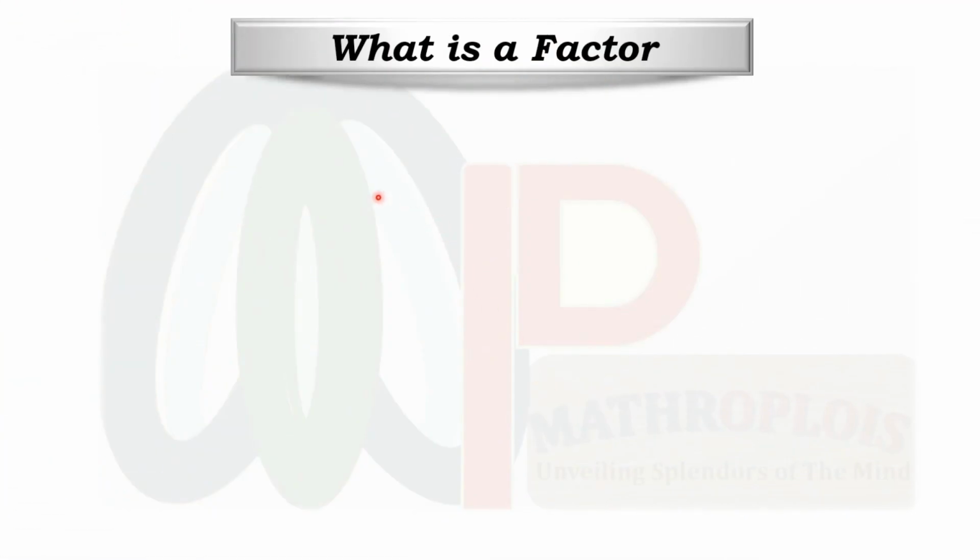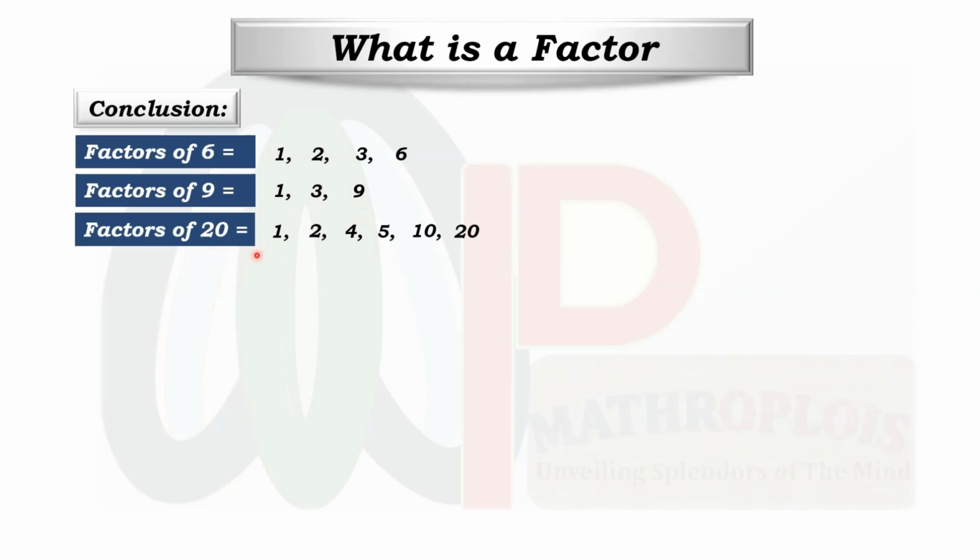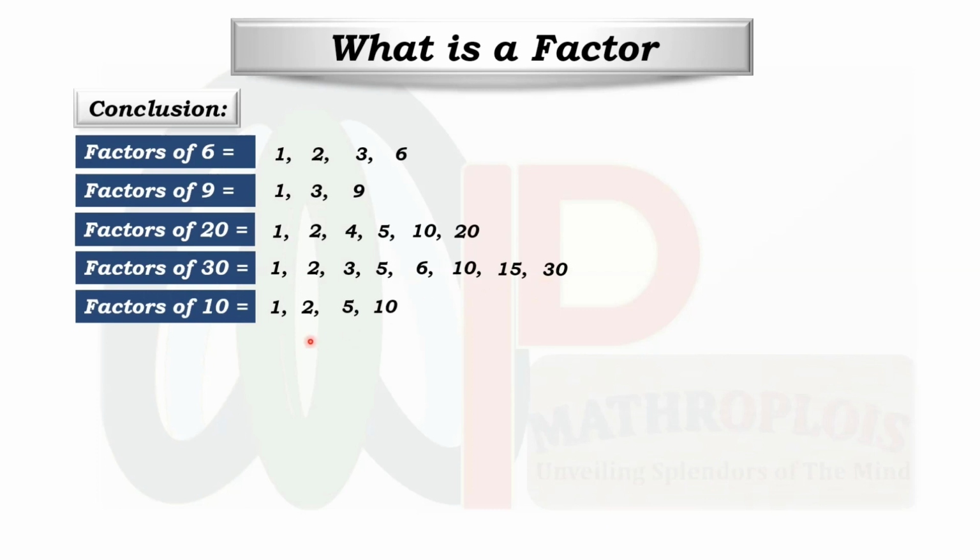Let us finally conclude our lecture. Factors of 6 are 1, 2, 3 and 6. Factors of 9 are 1, 3 and 9. Factors of 20 are 1, 2, 4, 5, 10, and 20. Factors of 30 are 1, 2, 3, 5, 6, 10, 15, and 30. Factors of 10 are 1, 2, 5 and 10.